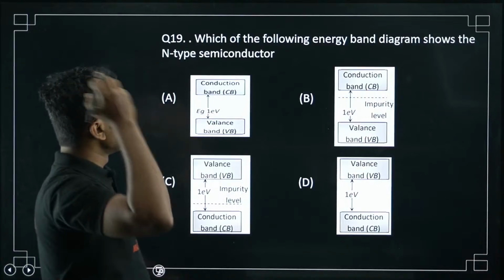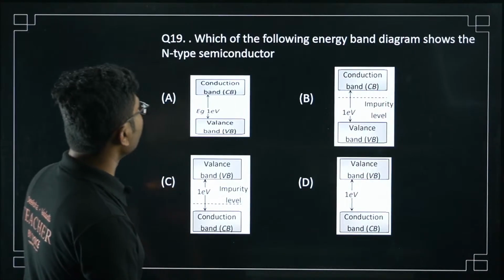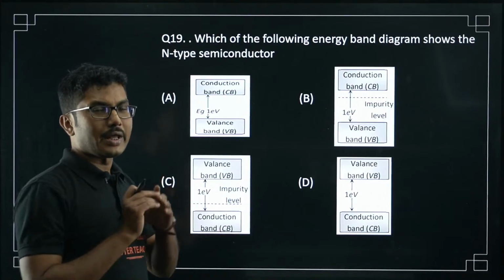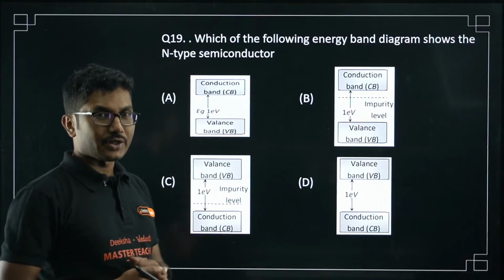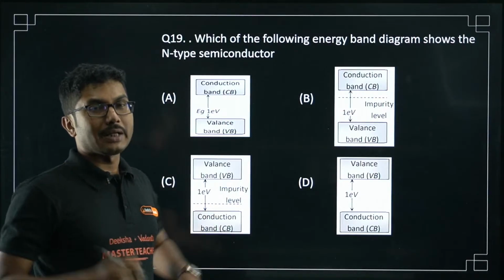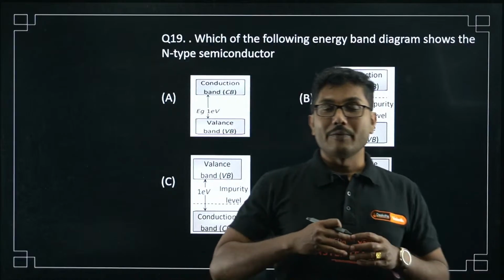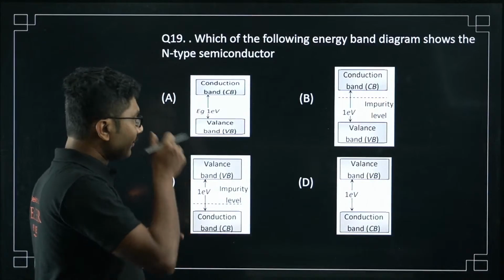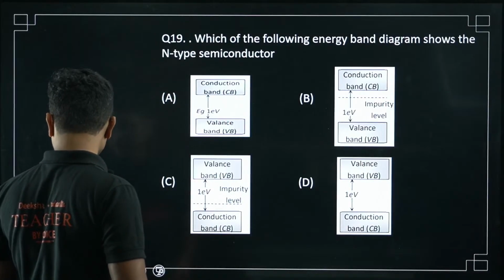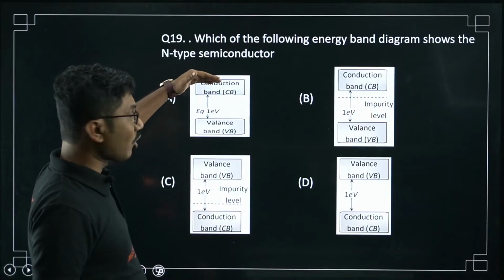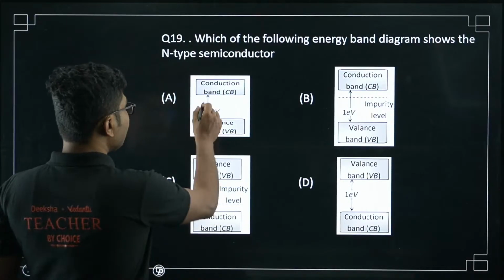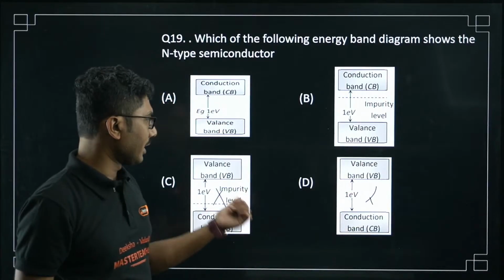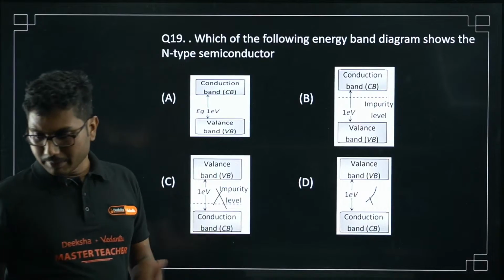Now next question, which of the following energy band diagrams shows the n-type semiconductor? An n-type semiconductor basically has an intermediate level from where electrons can easily go to the conduction band. Whereas in case of p-type semiconductor there is an intermediate band where electrons can easily jump to, creating holes in the valence band. First of all, the conduction band should be on the top, and valence band should be below it. So only these two options we will consider. We will not consider this one and this one because they have the wrong order. Valence band is coming first, conduction band is coming last.